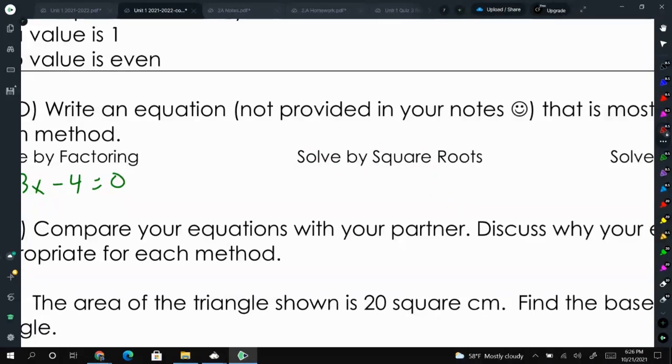When we are solving by square roots, we want an equation that doesn't have a b value. So 5x squared equals 80. That would be a good one to solve by using square roots.